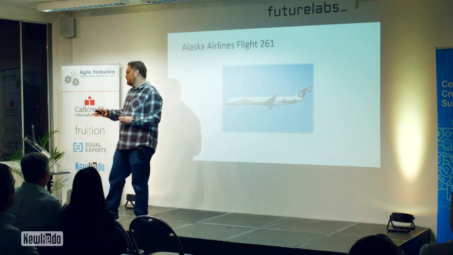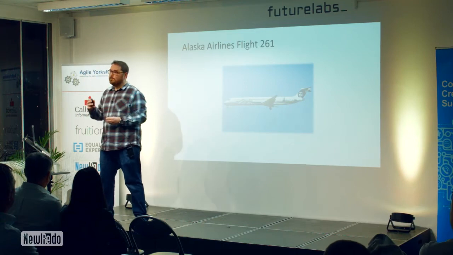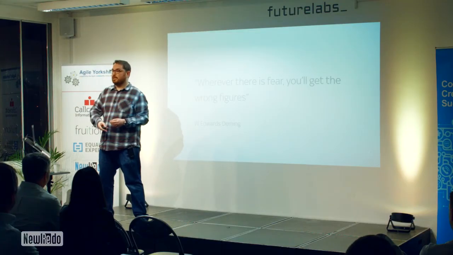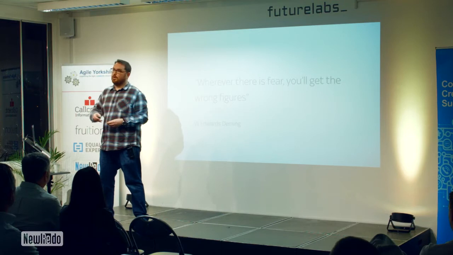This is a story about Alaska Airlines Flight 261 that crashed in California due to a lack of maintenance. Alaska Airlines believed that their maintenance was great because they had all the forms, everything was filled in and all the boxes were ticked. But it turned out that the engineers had been cutting corners. So wherever there is fear, you'll get the wrong figures. Perhaps what's telling about this particular story is that when that plane asked the airline if it could divert to Los Angeles, they were told to carry on because the airline was worried about the impact on the schedules.